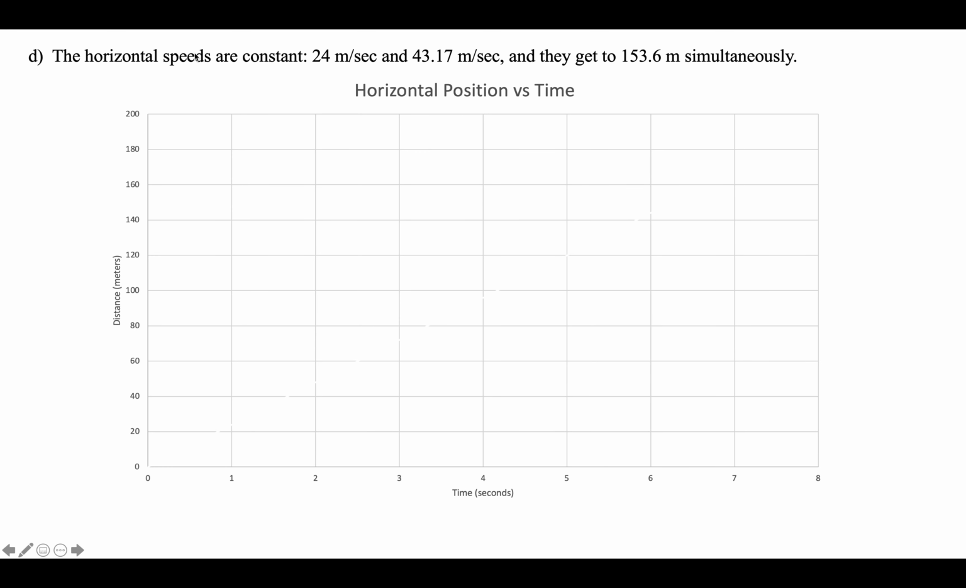Horizontally, speeds are constant. These are going to be straight lines. The first arrow is 24 meters per second the whole time for 6.4 seconds. The second arrow starts 50 meters ahead and stays at 50, and then at 4 seconds it goes up at a higher slope, 43.17 meters per second, and they get to 153.6 simultaneously at 6.4 seconds, so somewhere up here.